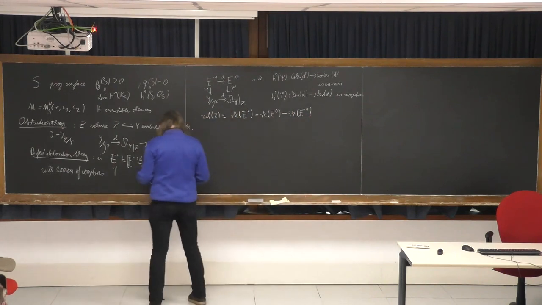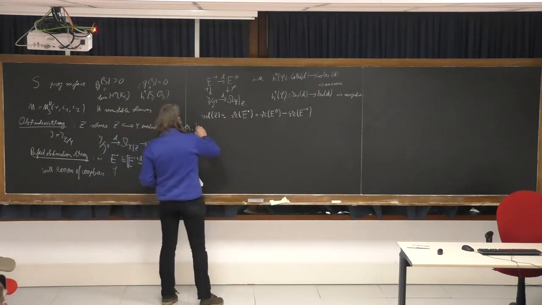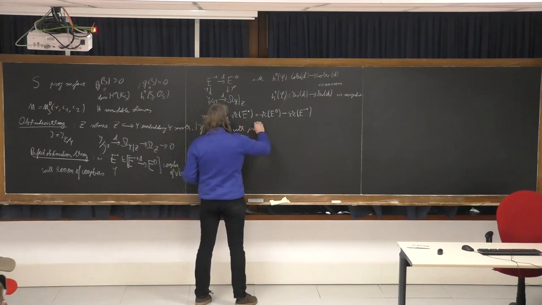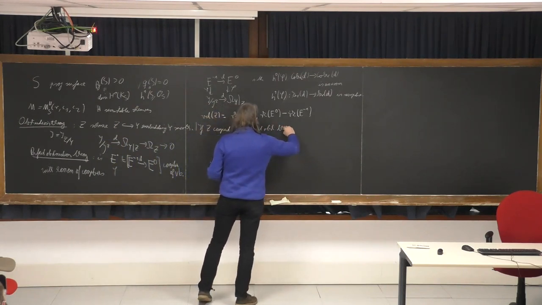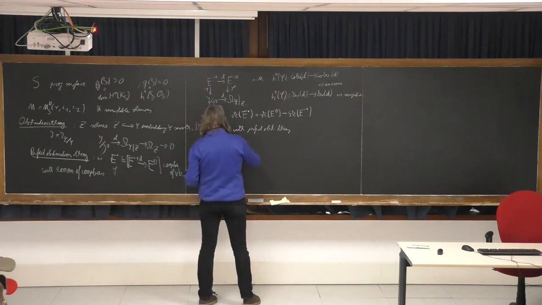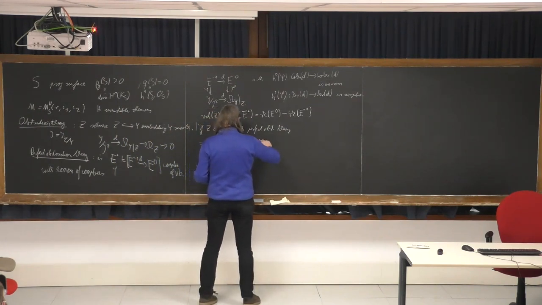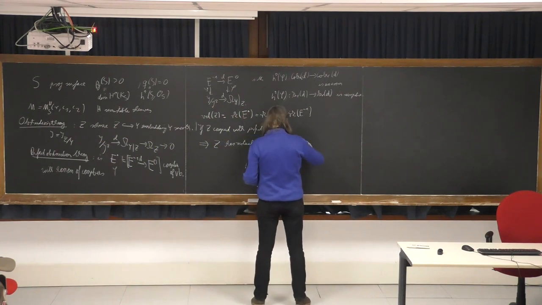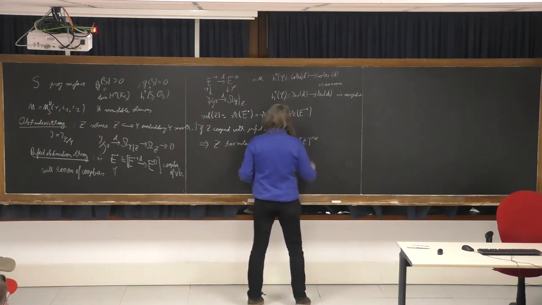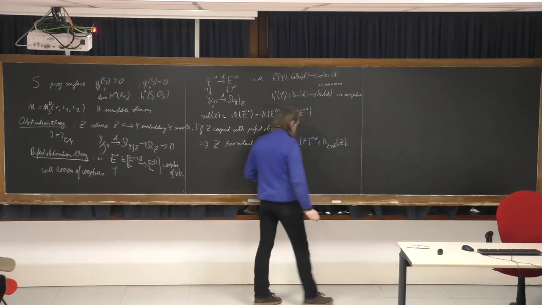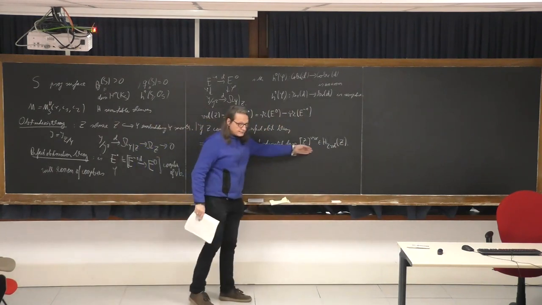And then if one has such a perfect obstruction theory, that gives a virtual fundamental class, which lies in the homology corresponding to the virtual dimension. And one can define invariants by integrating against this.